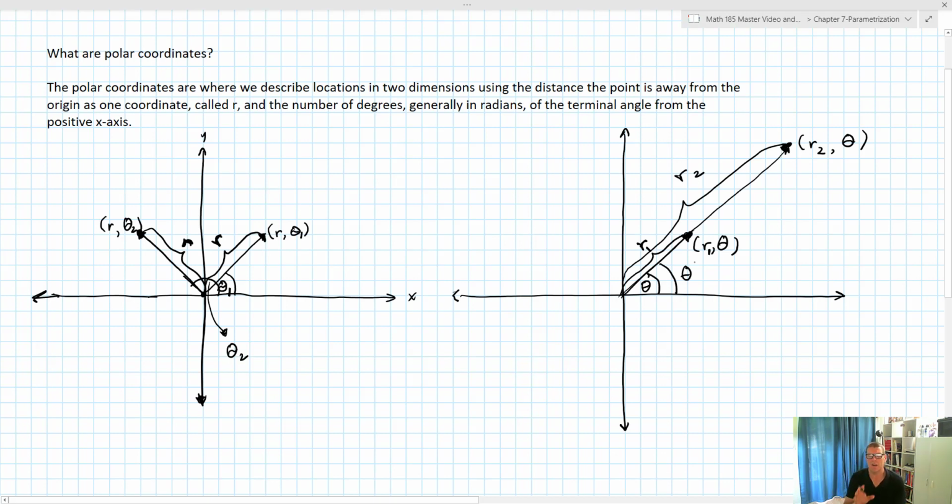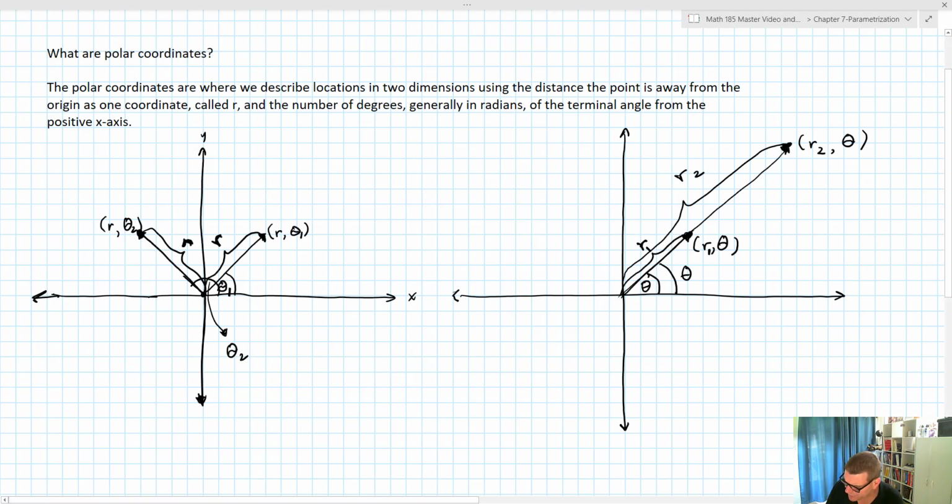Now instead of points on the x and y axis where I go over x and go up y, or over x down y, whether we have positive y or negative y, what I'm going to do now is imagine that I go out r. I'm going to be r distance away from the origin, and then theta is going to be my angle of elevation, my terminal angle, from that positive x-axis.